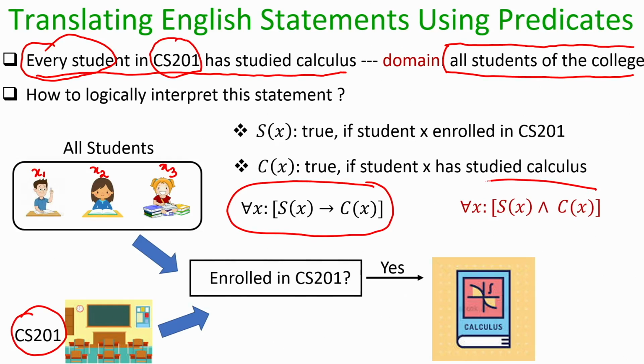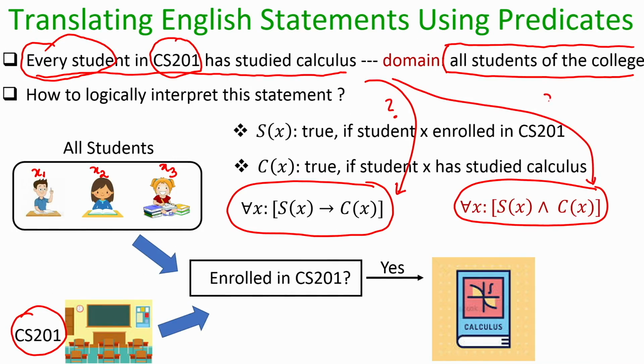Whereas the other expression, the right hand side expression here, denotes that every student x in the college has enrolled for CS201 and studied calculus. Now, an interesting question here is whether the statement that I want to represent is represented by the first expression or is it represented by the second expression.